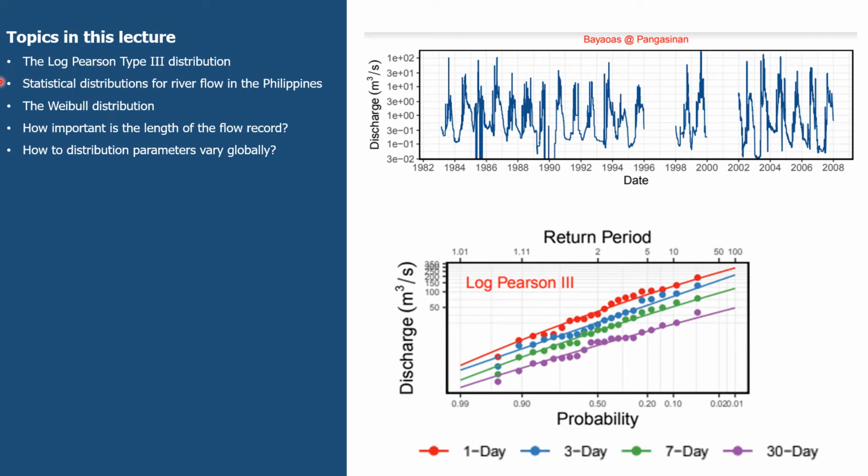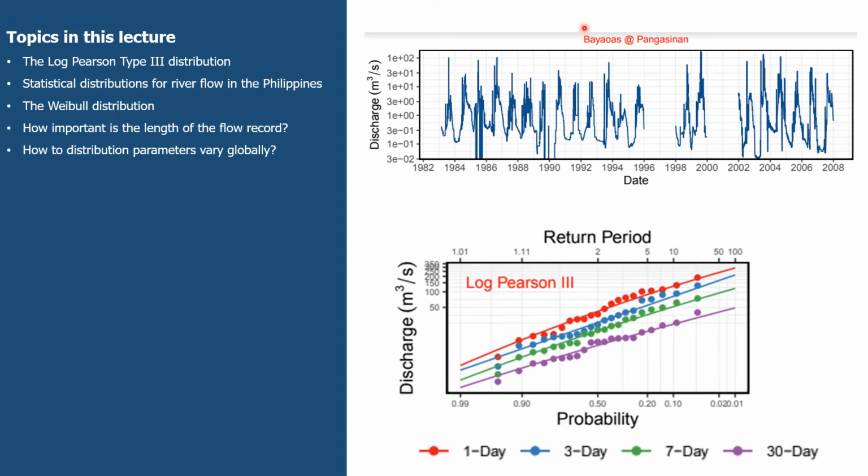We'll have a look at how different distributions work when applied to river flow in the Philippines, discuss the Weibull distribution, a different statistical distribution, and then some general comments about how important the length of flow record is to this sort of analysis and how parameters of distribution vary internationally across the globe.